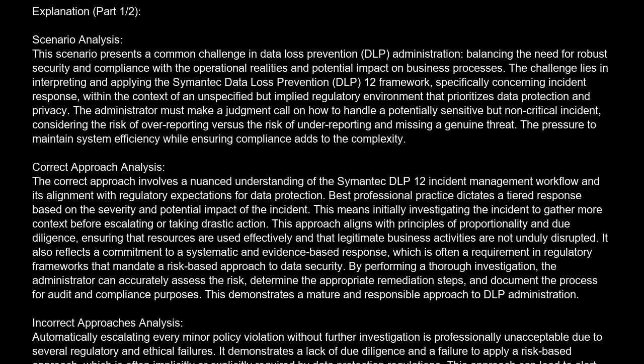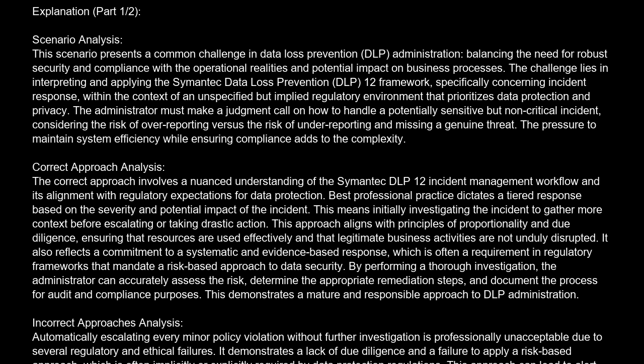It also reflects a commitment to a systematic and evidence-based response, which is often a requirement in regulatory frameworks that mandate a risk-based approach to data security. By performing a thorough investigation, the administrator can accurately assess the risk, determine the appropriate remediation steps, and document the process for audit and compliance purposes. This demonstrates a mature and responsible approach to DLP administration.